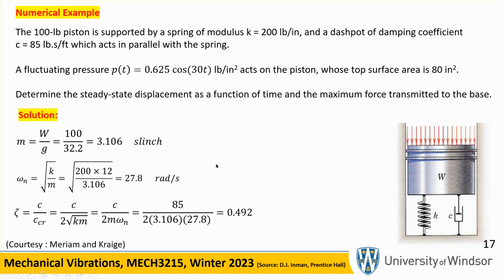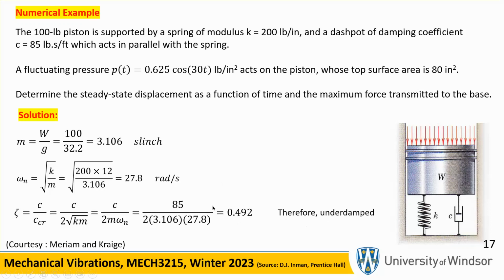Slugs. Now, the damping ratio is C that's given to you, which is right here, 85, divided by C critical. C critical, you either write it like that, or you write it like this, either way, and you plug it in. If you found omega n, you can use this omega n, which is 27.8, and you can use the mass in slugs right there, and you get this. So this damping ratio, remember, has no units. 0.492. This is a big damping ratio value. But anyway, that's what it is.